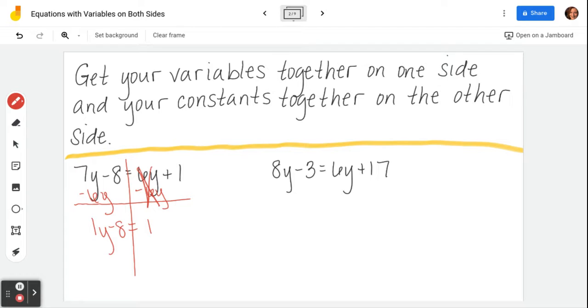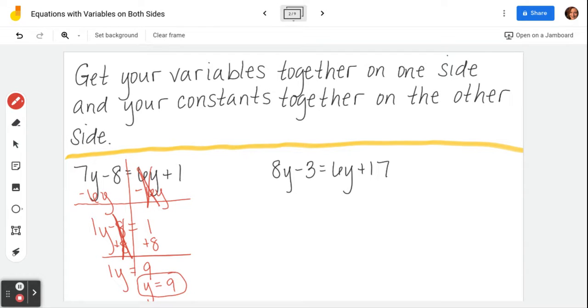Now I've got to get my constants together. What I've really created here is a two-step equation. So I need to get rid of what's with the variable, but not directly touching it. I want to get rid of that minus 8. So I'm going to add 8 to both sides. This we covered in the 7th grade standards. It cancels on the left, leaving me just with 1y. On the right, 1 plus 8 is 9. 1y is the same thing as y. So once you have one of them, then you're good. If it makes you happier to just write y equals 9, that is perfectly fine.